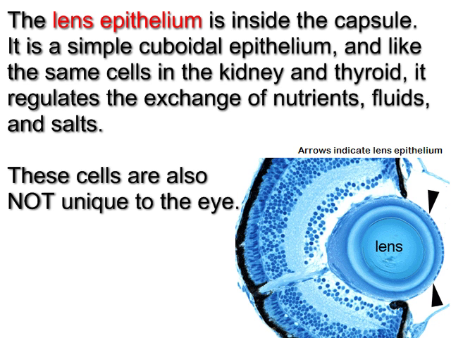The lens epithelium is inside the capsule. It is a simple cuboidal epithelium, and like the same cells in the kidney and thyroid, it regulates the exchange of nutrients, fluids, and salts. These cells are also not unique to the eye.